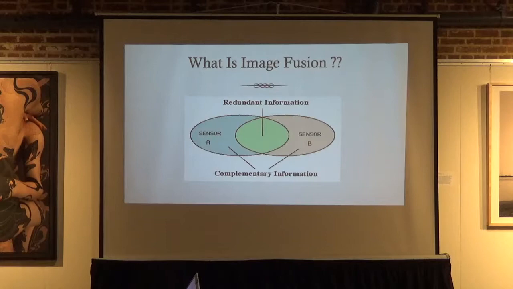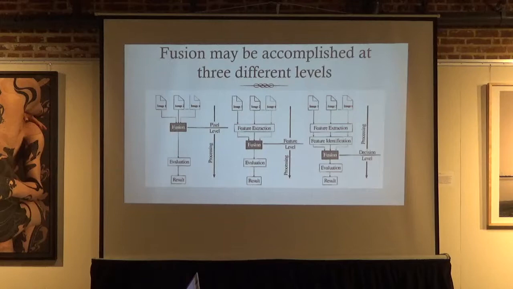The fusion may be accomplished at three different levels. The first one is pixel level fusion. It's performed on a pixel by pixel basis, and the fused output image is combined from the pixels of each source image. Then after you have your fusion image, you apply your evaluation method, and then you get your result. The feature level first requires feature extraction, and after that, similar features of the two source images are fused to get the output image.